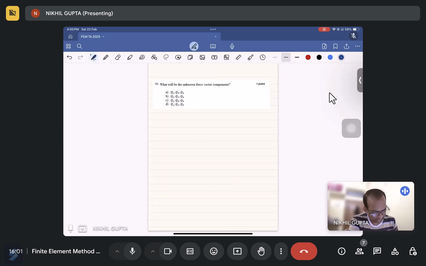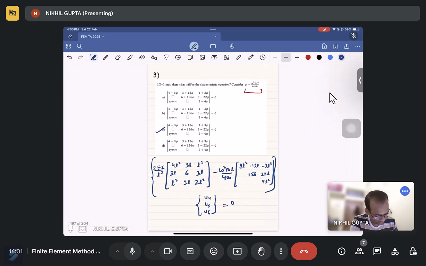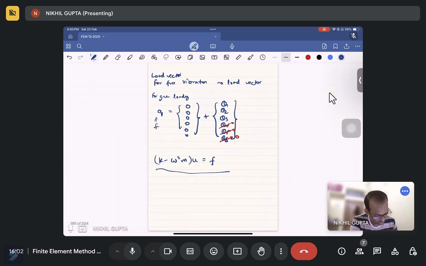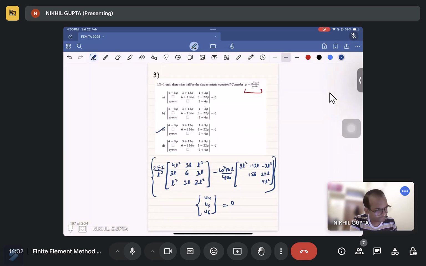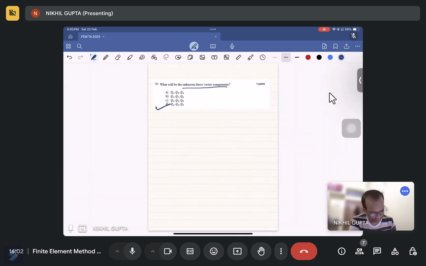So in question number 10, they are showing an unknown force vector component. That's simple. You know that it's Q1, Q2, and Q3. So the answer is D. Yeah, but in the assignment we don't have that.